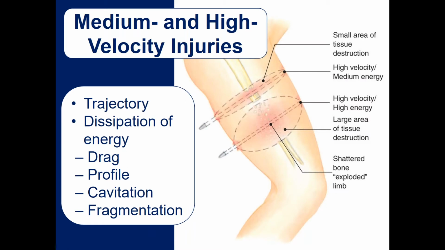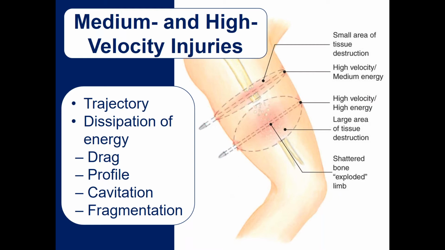Moving on to the next little bit, we have medium and high velocity injuries. Medium and high velocity projectiles are bullets. They say shotguns and handguns are generally considered to be medium velocity. Medium velocity bullets generally don't have all the same problems as our high velocity projectiles. Now, that is not to say that this is not going to be problematic for our patient.